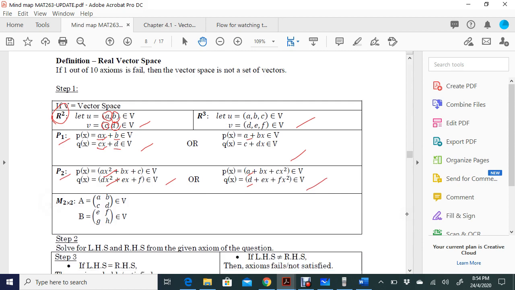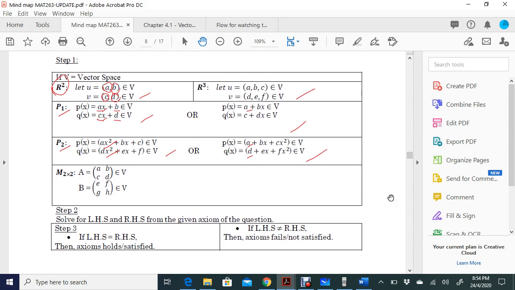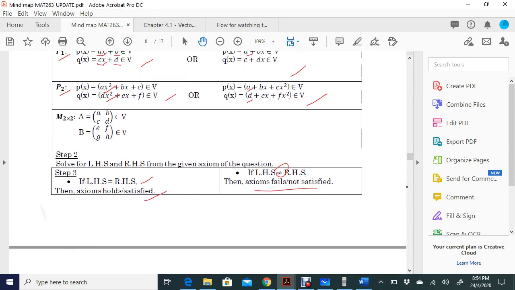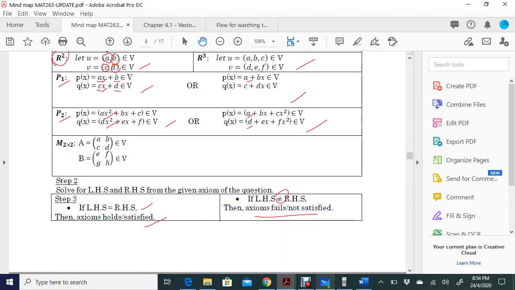Okay, so after that, step 2 is what? You need to fulfill all the things with the given axiom from the question. After that, step 3, please remember, this is another thing that students like to skip. You need to check: if your left hand side equals the right hand side, please answer back the question, is the axiom holding or satisfied? If not the same, it means the axiom fails or is not satisfied. Follow and answer back the question stated. Okay, let us go back to our example 2 again.